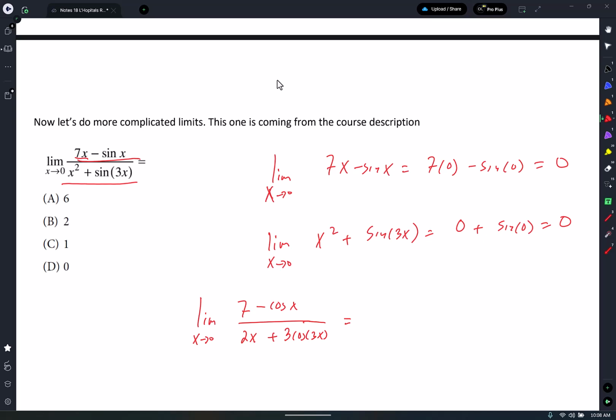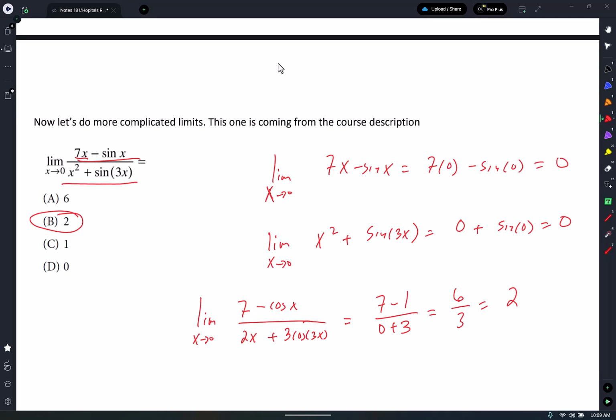So limit as x approaches 0 in the numerator is 7 minus cosine of 0, which is 1, over 2 times 0, which is 0, plus cosine of 0, which is 1, and 1 times 3 is 3. Do you guys see what we got there? Okay. 7 minus 1 is 6 divided by 3. And there it is.